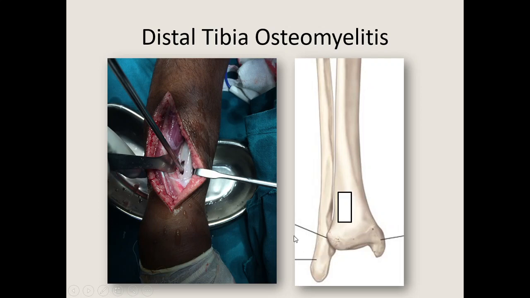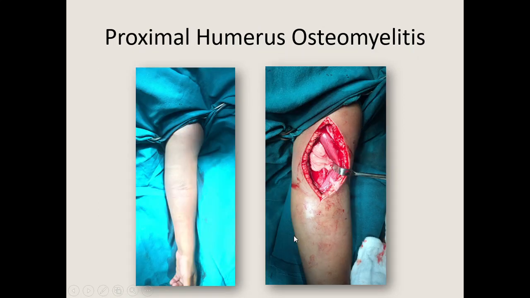Now this is one more case treated in my unit by my colleagues. This is a very small child around 2 years of age who presented to us with a massively swollen humerus. This was a humerus osteomyelitis.